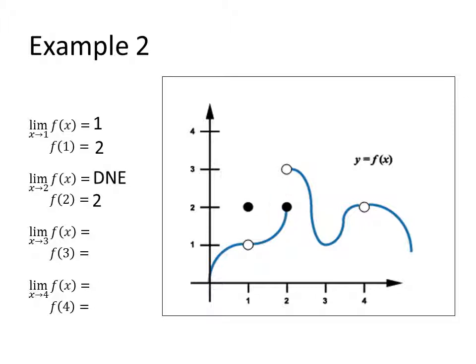The limit as x approaches 3, it looks like the function is going down here and it will be at 1, so that is 1. And f of 3 is also 1. Finally, for the limit as x approaches 4, it looks like the function is approaching 2 from either side, from the left and the right. In this case, the function is not defined there, so f of 4, we would say, does not exist. Or you might say that the function is undefined at that point.